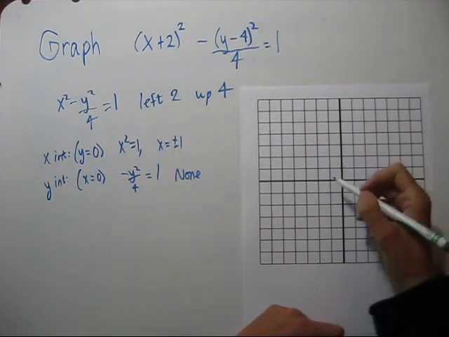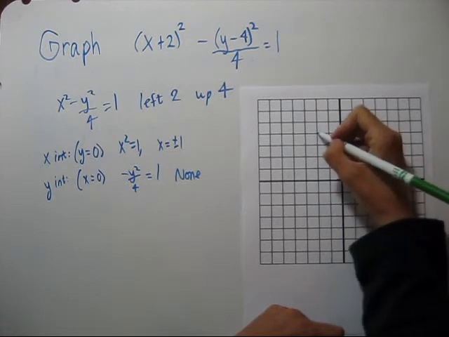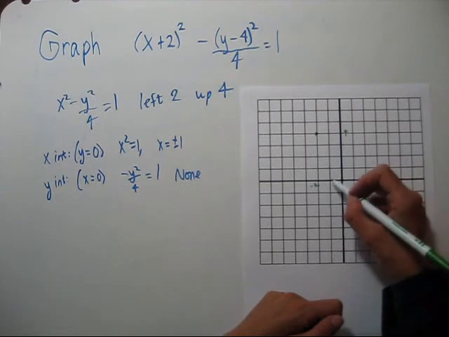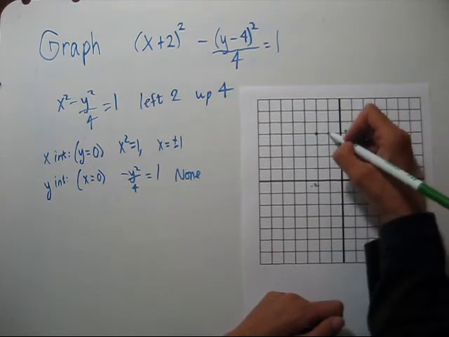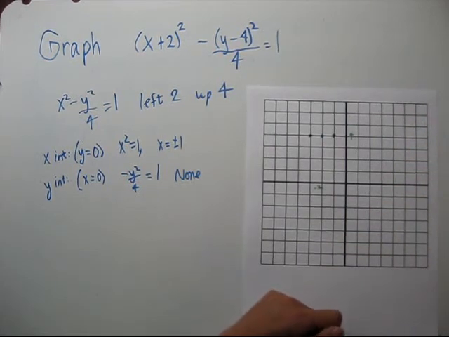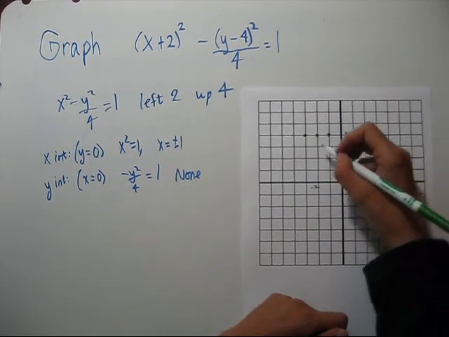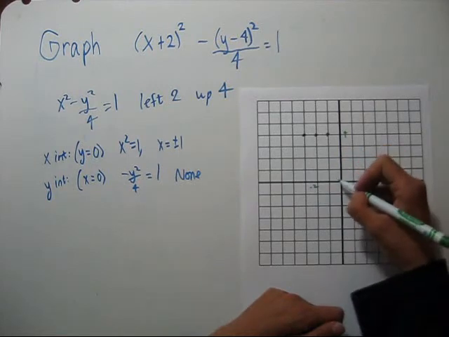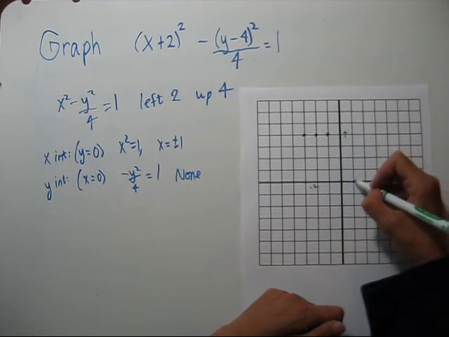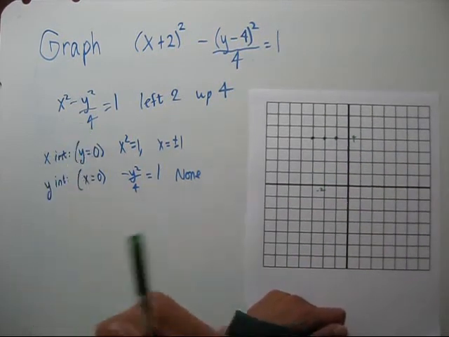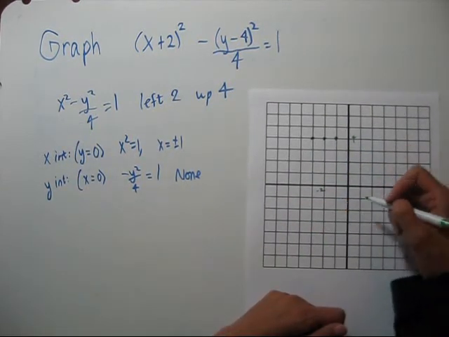So let's go left 2 and up 4. And our x-intercepts were 1 and negative 1. Now they're translated to be left and right 1 from what used to be the center. Now we need to find our asymptotes. Now usually we would form a box. We would go left and right 1, and then we take the square root of 4, which is 2, so we would go up and down 2 from there.